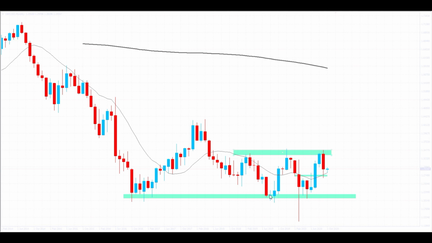As you can see, support, support, support. So effectively we've just been ranging for GBP USD for quite a long time now. Unless we see a breakout of this level here of the resistance, then that's where we're expecting that real bullish trend to kick in for GBP USD.